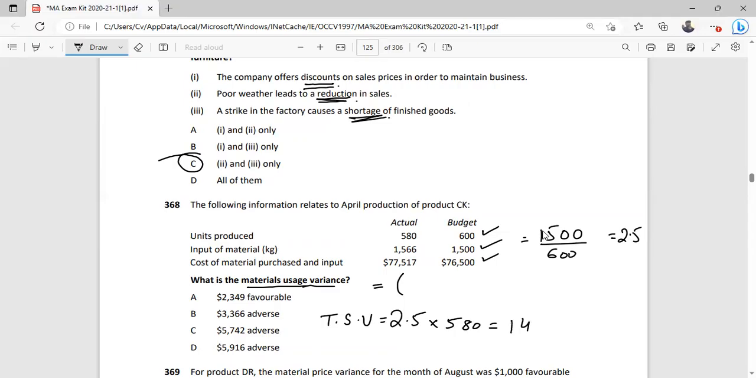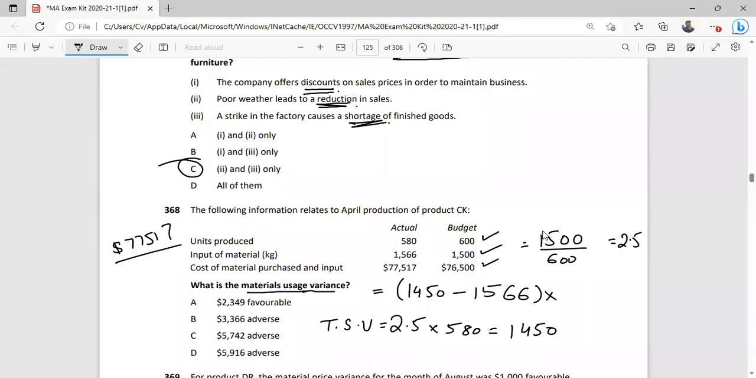It is 1450 minus actual input 1566 into standard price per kg. Standard price per kg is 77,517 divided by 1566. 77,517 divided by 1566. Sorry, standard price is needed. I am using the actual data.